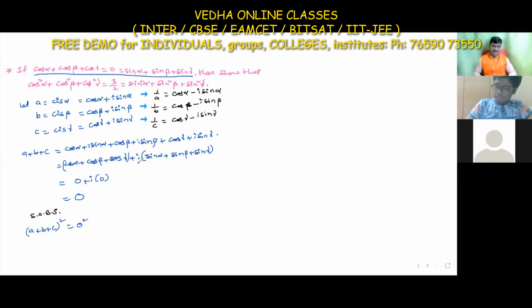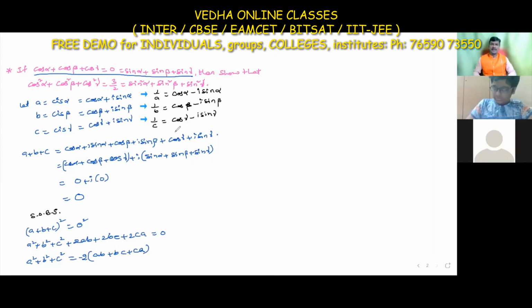What is the formula for (A plus B plus C) whole square? It is A square plus B square plus C square plus 2AB plus 2BC plus 2AC, which equals 0 square, that is 0 only. So A square plus B square plus C square equals: take all these terms to that side, then all the terms become minus. Minus 2 is common, so AB plus BC plus CA.